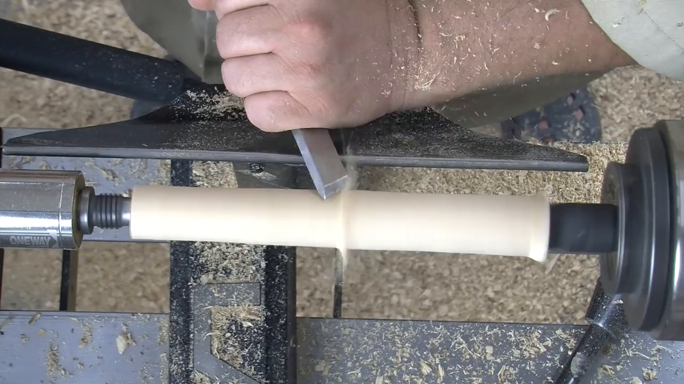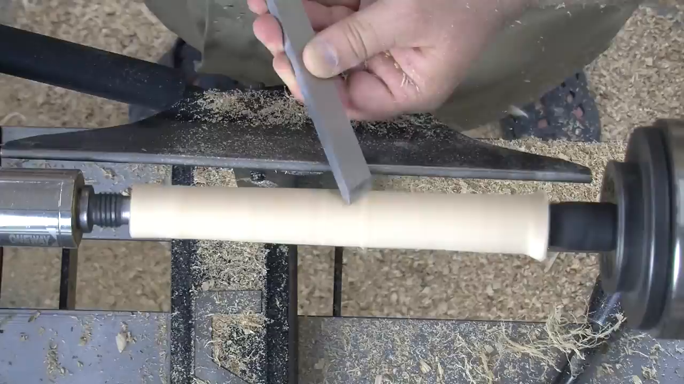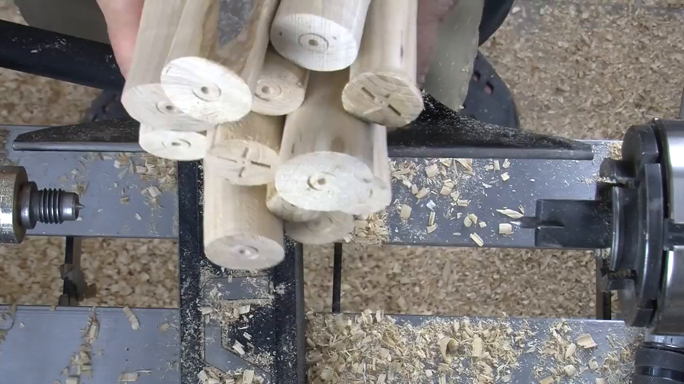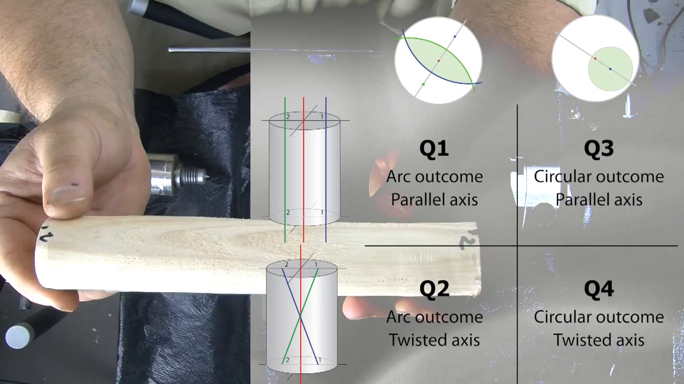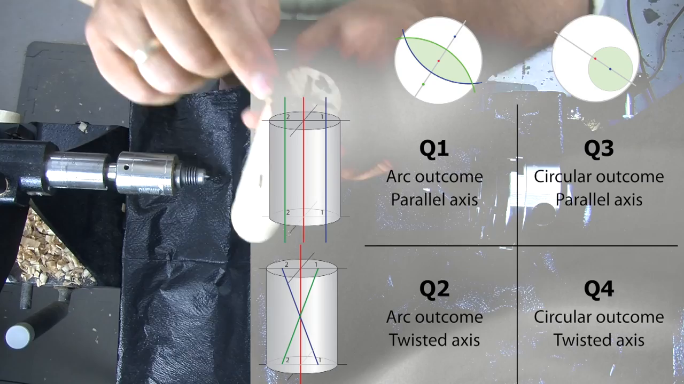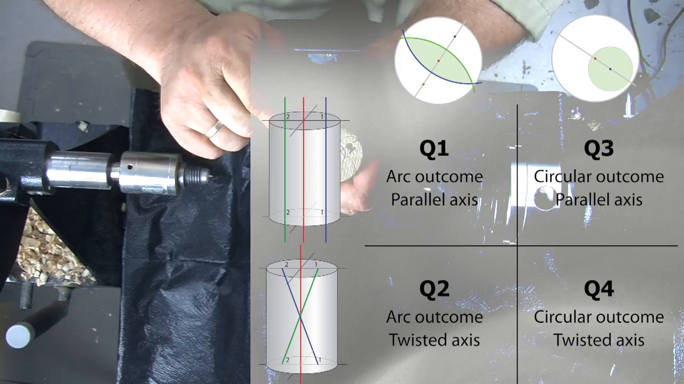So since we have two types of outcomes and two types of axis placement, there are four combinations that we can make out of them, or four quadrants where all the pieces that we turn can fall. The first quadrant is if we use an arc type of outcome and parallel axis. The second one is arc type of outcome and twisted axis. The third quadrant is circular type of outcome and parallel axis. And the last one is a circular type of outcome and twisted axis.